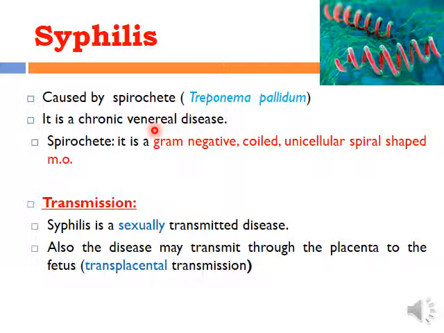The microorganisms of syphilis are gram-negative. When stained by a gram stain, they appear red in color, and they are coiled, spring-like, and unicellular, composed of a single cell. يعني ما multi cells بتتش together تعمل الcoil appearance for it، لا، إنما single cell microorganism that forms a coil appearance.